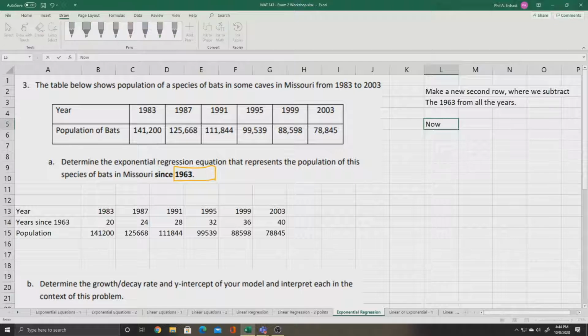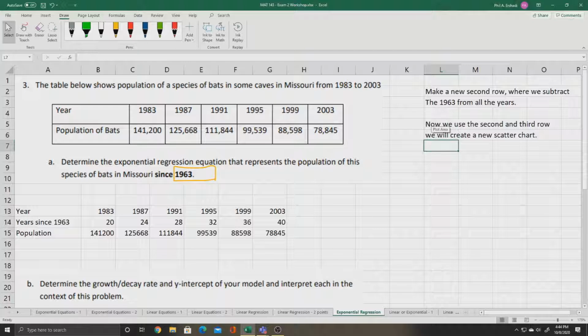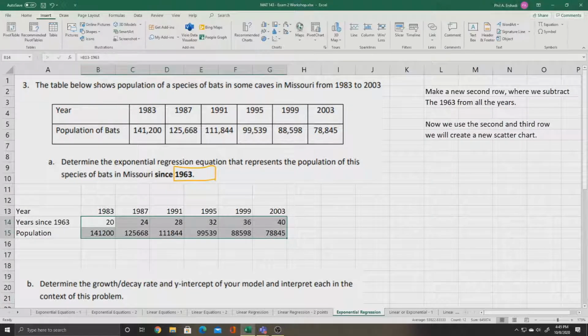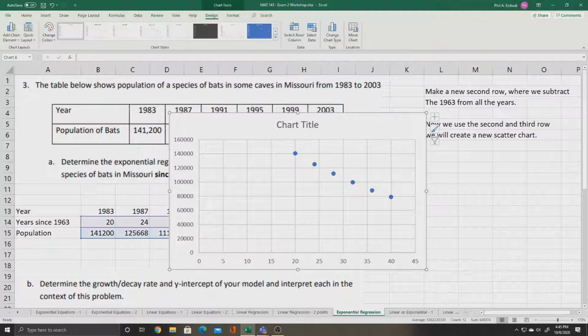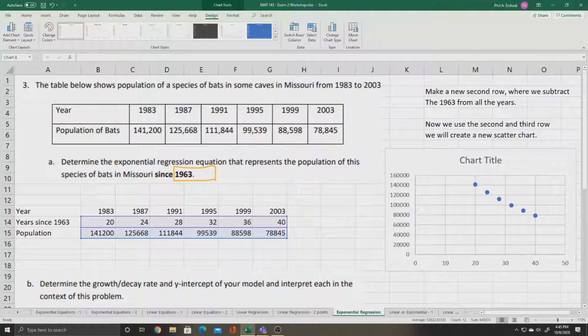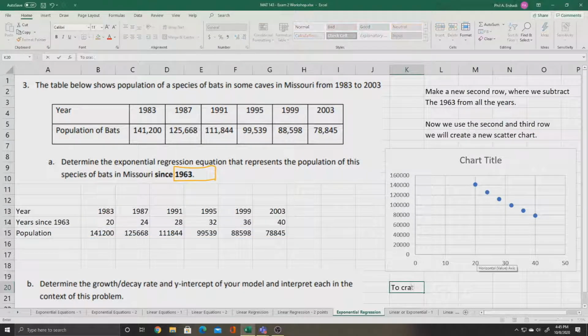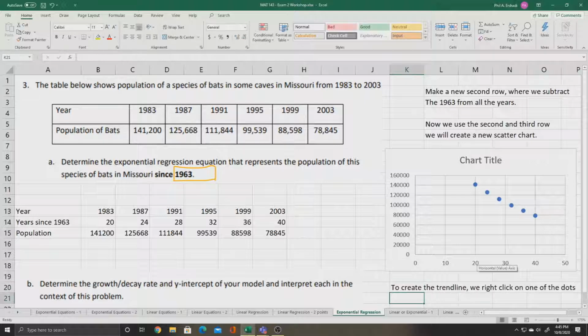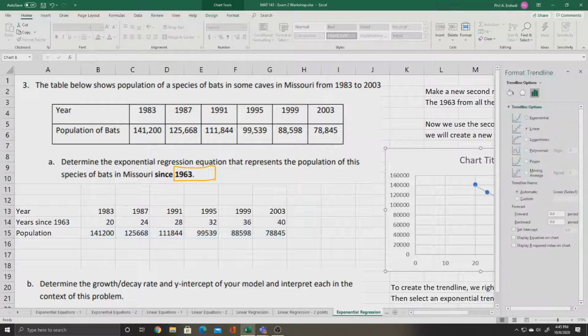Now, we use the second and third row. And with that second and third row, we will create a new scatter chart. So select those two rows and say Insert, Scatter, and there we are. Now to create the trend line, we right-click on one of the dots and then select Exponential. So we right-click here, Add Trend Line. We're going to specify that it should be exponential by clicking here, and then display the equation and the r-squared just in case.